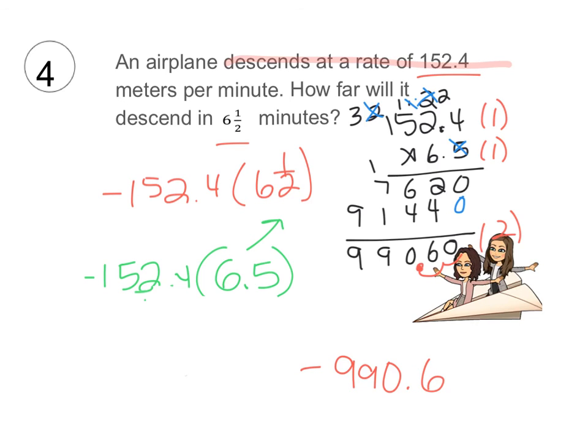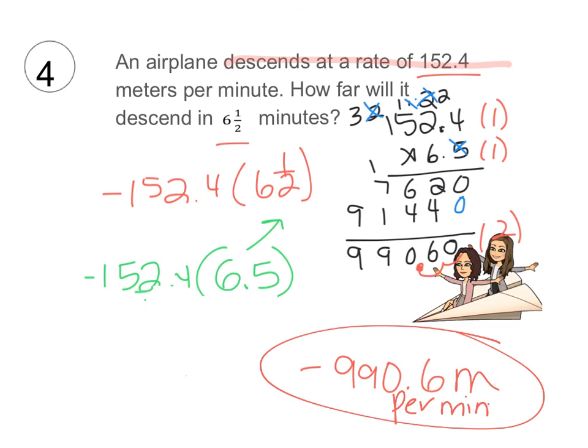And remember, we put that negative sign off to the side because we remembered we got a negative times a positive. And the rest of our units here would be meters. So negative 990 6/10 meters per minute. Okay, or you could say that it descends 990.6 meters per minute.